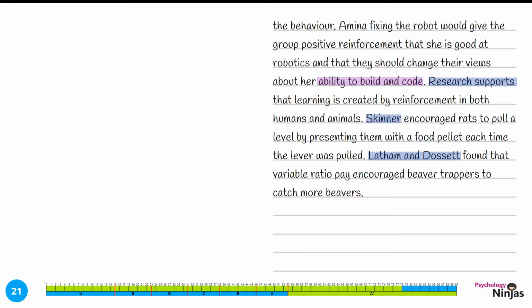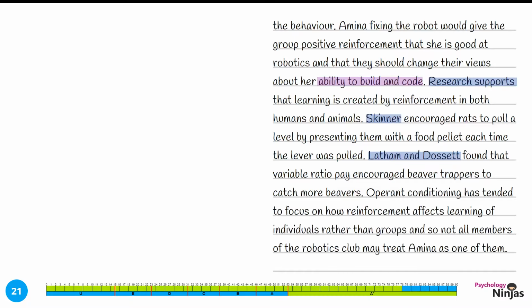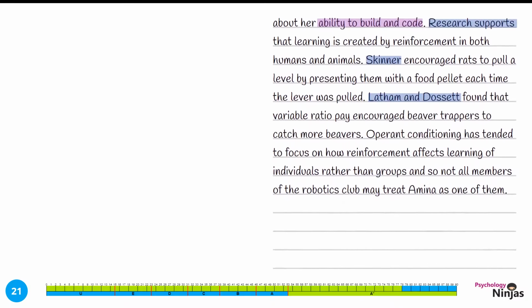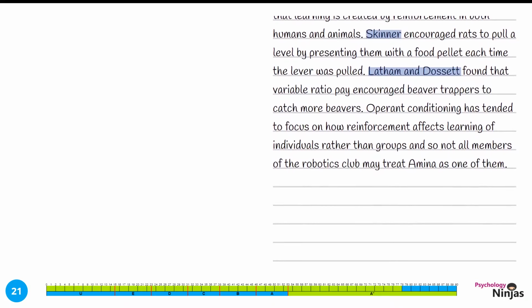Time to give a judgment once again. Operant conditioning has tended to focus on how reinforcement affects the learning of individuals rather than groups, and so not all members of the robotics club may treat Amina as one of them. Again, we focused on the fact that this is individual learning and why this might be a problem for this particular scenario, in that we're talking about a group of people having prejudicial views rather than just one.